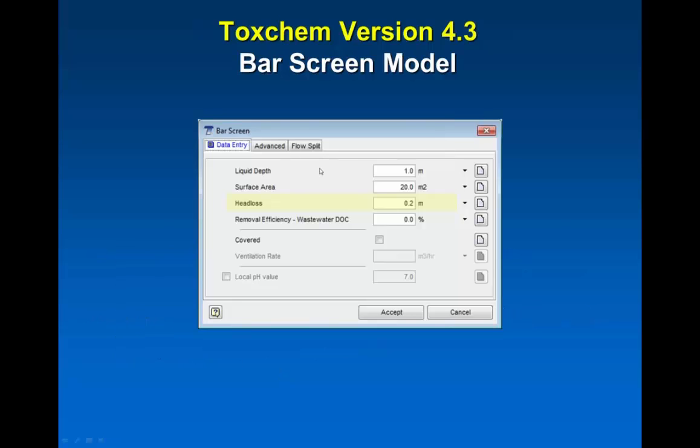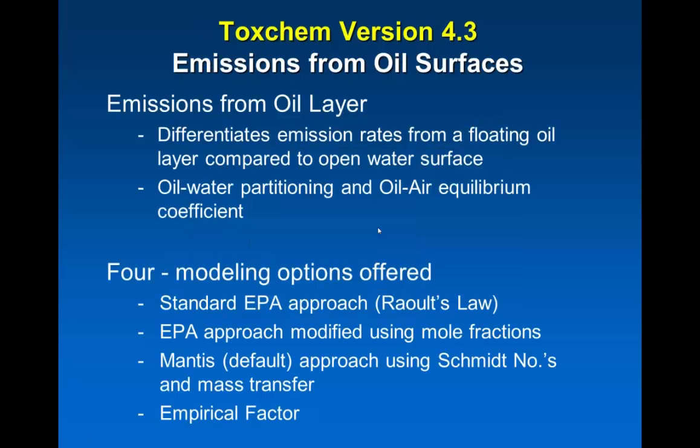If we look at the input screen for this particular object, the main important parameter for the process is the head loss across the screen, and by default we have set a value of 0.2 meter here. I'm not going to talk about the other remaining 3 unit process models. They are just modifications of some of the existing models in Toxchem with a new icon, in a sense.